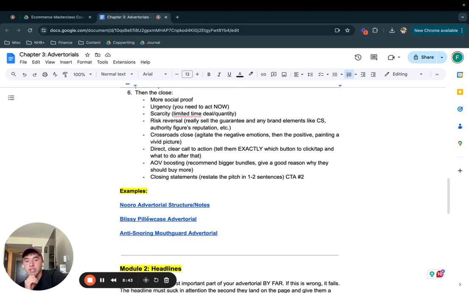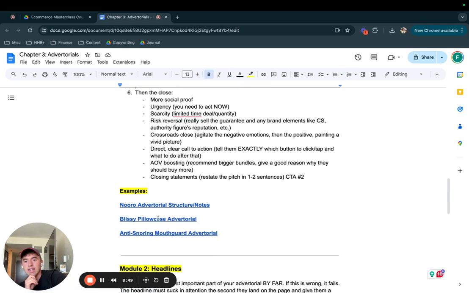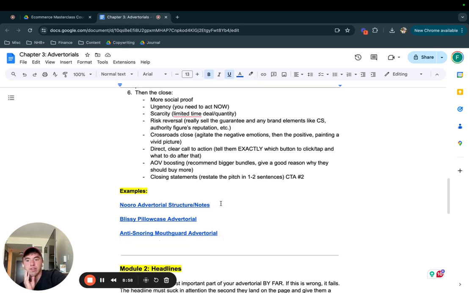I've included a few examples here of different types of advertorials. This one is a structure with my notes with a link to the advertorial inside. And these are just PDFs of winning advertorials. The Blissy pillowcase, a lot of you probably know that one. And this is just like some anti-snoring mouthguard to show you various examples.